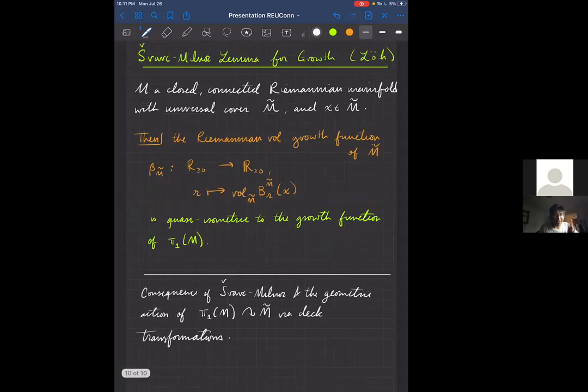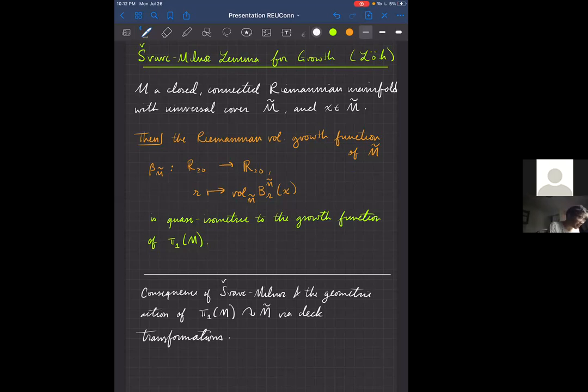Okay, and the other thing I'll just very briefly touch on, and I'd love if you asked about this, is a formulation of an important theorem called the Schwarz-Milnor lemma for growth of Riemannian manifolds. This formulation is due to Clara Löh and her book Geometric Group Theory. And pretty much the statement is, if we have a closed Riemannian manifold M with universal cover squiggly M, then the Riemannian growth of the universal cover is quasi-equivalent to the growth function of the fundamental group of M.